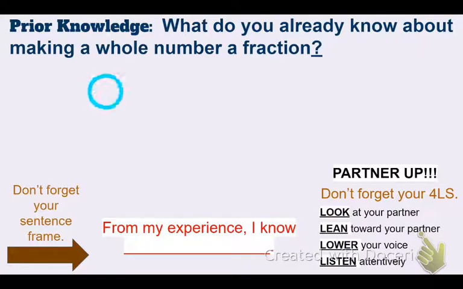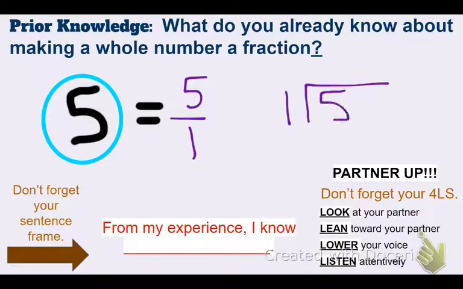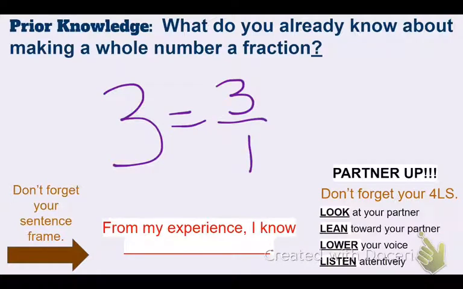Well, I can make a whole number like 5 turn into a fraction by putting it over 1. 5 over 1 has the same value as 5. 1 divided into 5 is 5 as a whole number. So I can write it either way. They both have the value of 5. The same is true for 3. I can put it over 1. It's the same amount. And that's going to help us today.